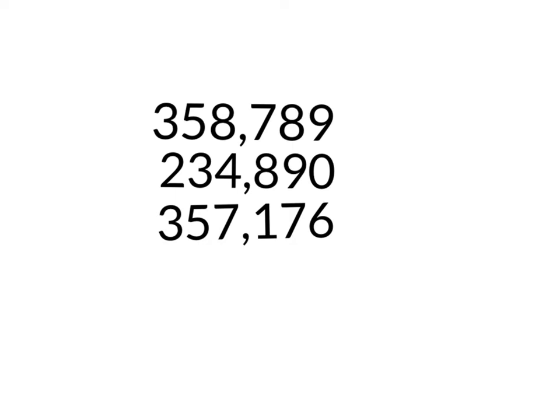They all have 6 digits in them. So we're going to start by comparing this section. I have a 3, a 2, and a 3. Well, since I have a 2, 234,890 is going to be my least. So I'm going to cross that one off and put an L there, because that's my smallest.